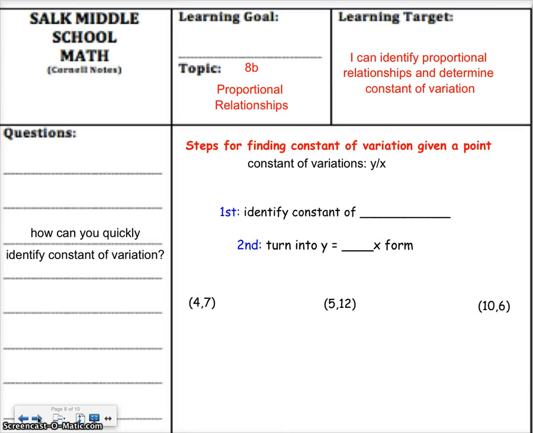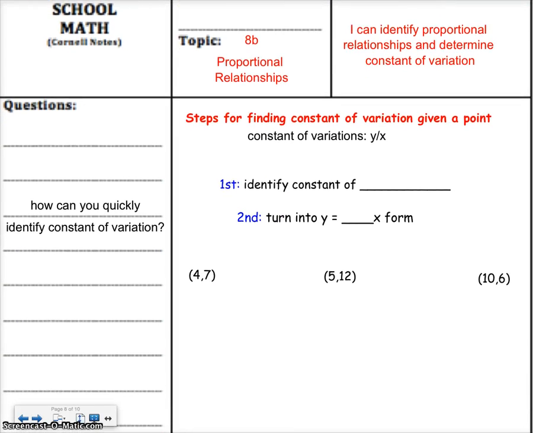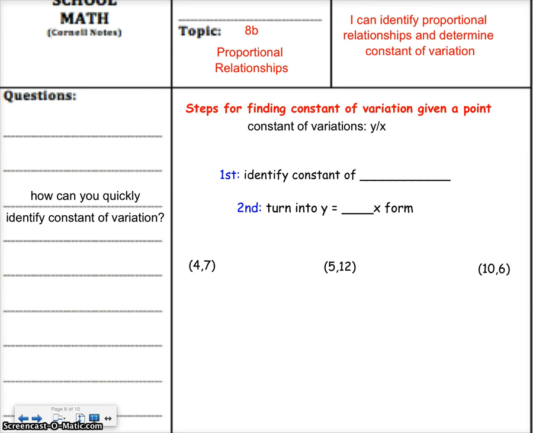Okay, last page. We're not going to do the word problems. So the last learning target: steps for finding the constant of variation given a point. Remember, the constant of variation is that constant ratio. It's the y over x. I really want you to know that. So the first thing you do is identify your constant of variation, which is y over x. And then you turn it into y equals that something times x form, and that y over x will go in front. It's just like what we did with the tables, except we don't have so many y's and x's to compare.